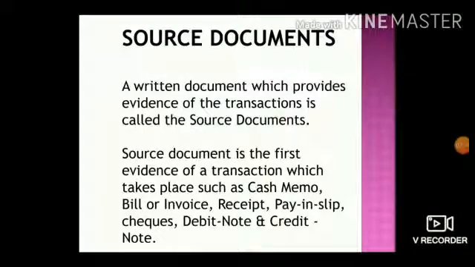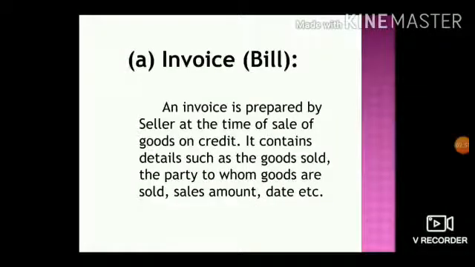What is a source document? It is a written document which provides evidence of the transactions. Source document is the first evidence of a transaction which takes place. Cash memo, bill or invoice, receipt, pay-in slip, checks, debit note, credit note are some of the examples of source documents. First, let us discuss about invoice or bill.